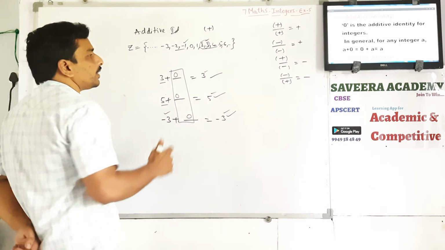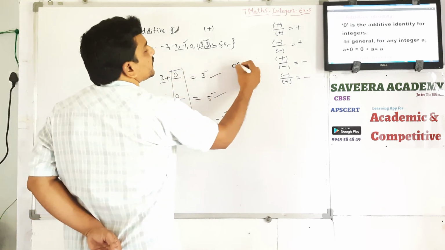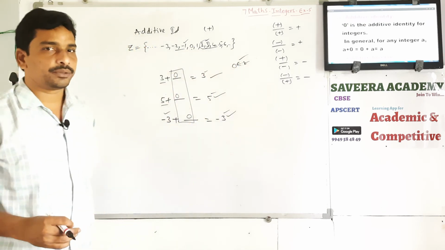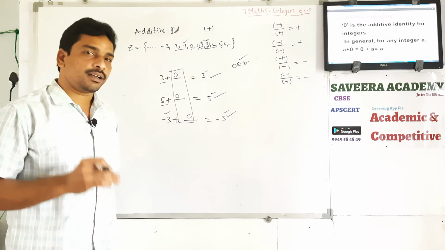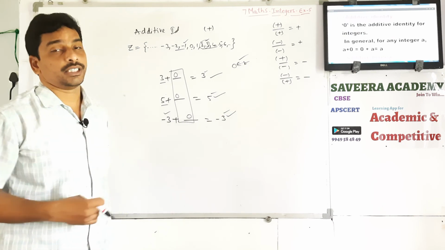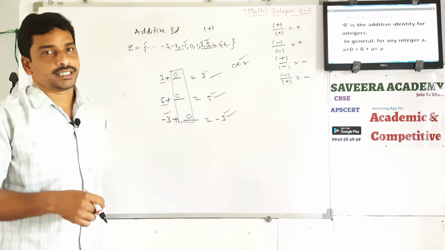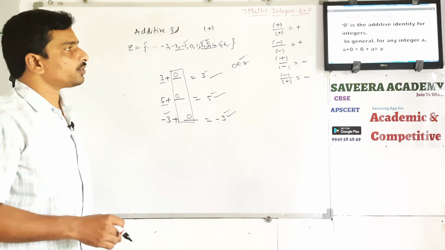Okay. So is 0 an integer or not an integer? 0 is an integer. Here see, 0 is neither positive nor negative, neither a positive integer nor a negative integer, but it is an integer. This is called additive identity.